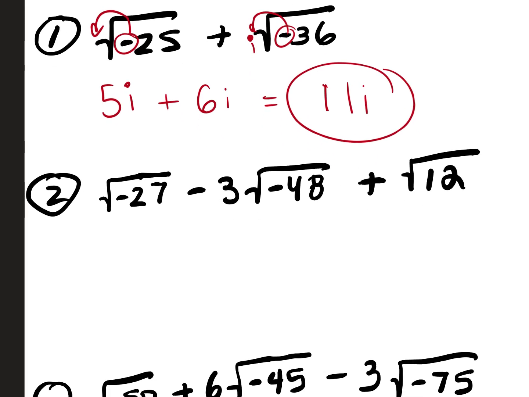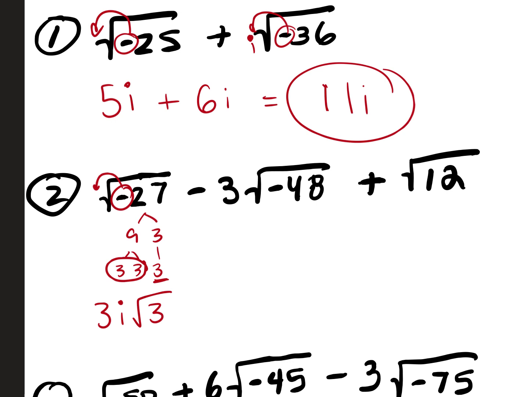Let's do number 2. So number 2, we don't have perfect squares, so it just may take us a little bit more time to break it down. What are 2 factors of 27? 9 and 3. And 2 factors of 9? 3 and 3. I'm circling 2 of a kind. So what's going to come to the outside? 3. And what else? An i. So 3i comes to the outside. What stays on the inside? 3. The 3 that didn't get circled stays on the inside.